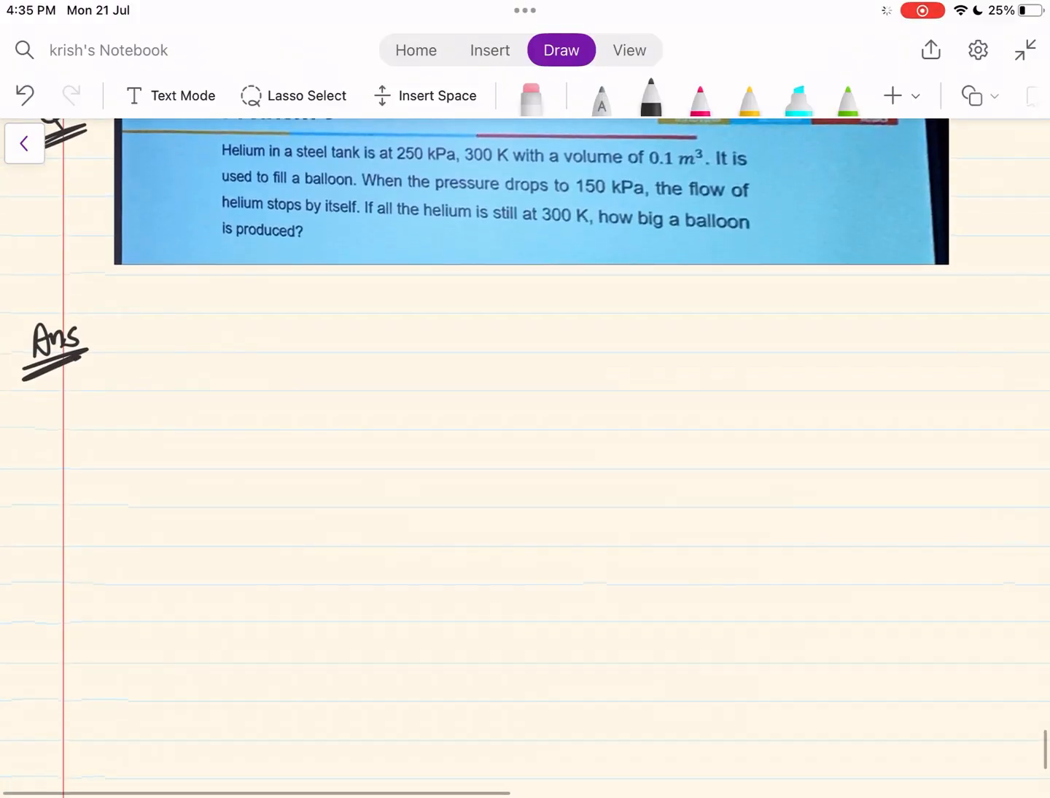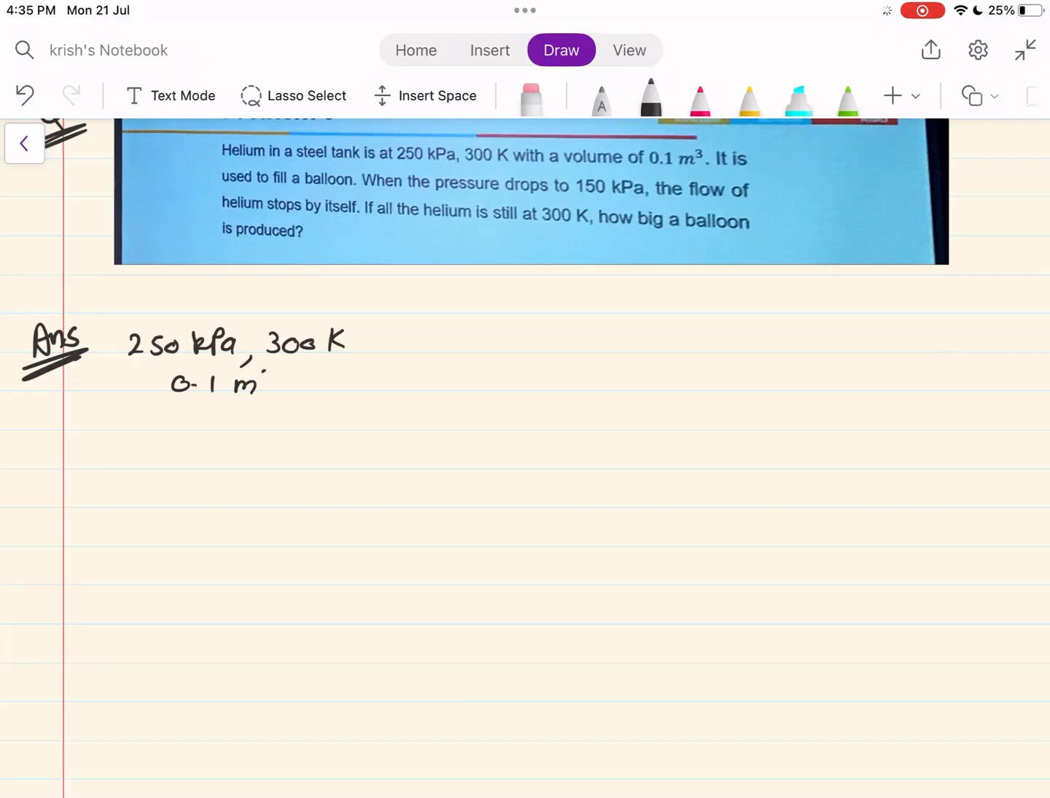Helium in a steel tank is at 250 kilopascals, 300 Kelvin, with 0.1 meter cube. Then it is used to fill a balloon. The final pressure is 150 kilopascal. The temperature still is at 300 Kelvin. And now we have to find the volume of the balloon.